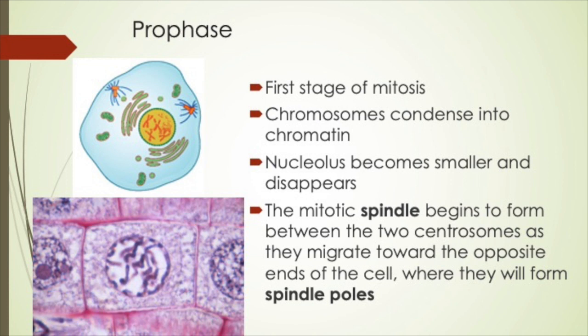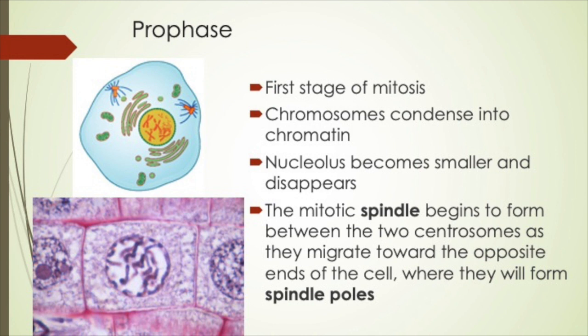The equal distribution of chromosomes into each of the daughter nuclei is called chromosome segregation. So, you have sister chromatids that are together. Once they're apart, they're called chromosomes. Let's go ahead and start into mitosis. So the first stage of mitosis is prophase.